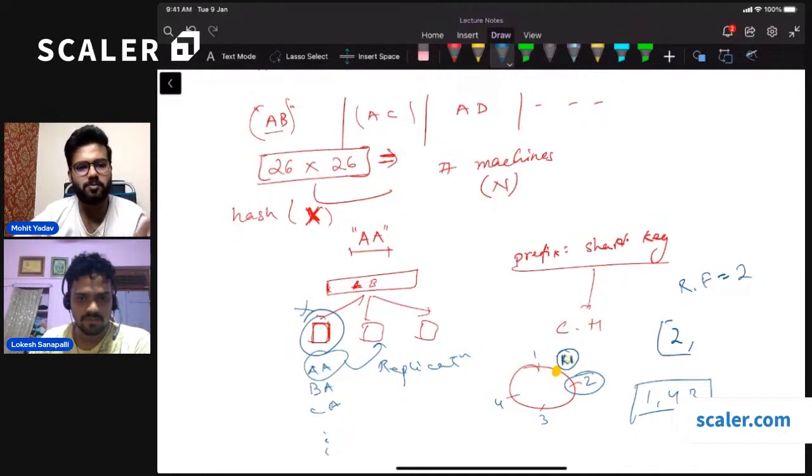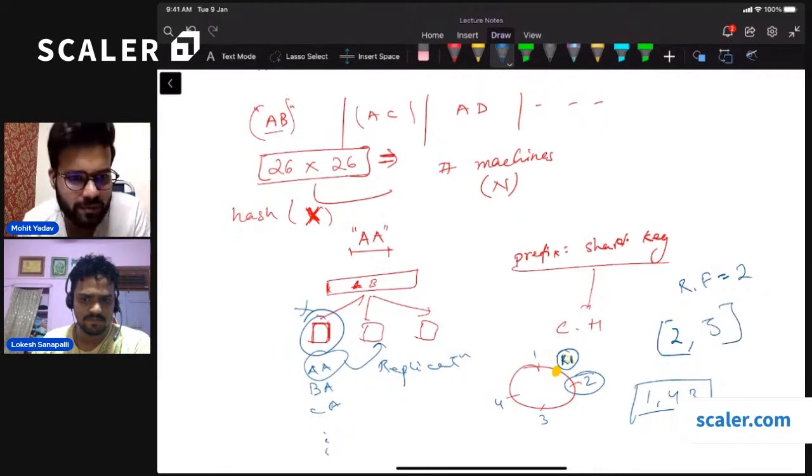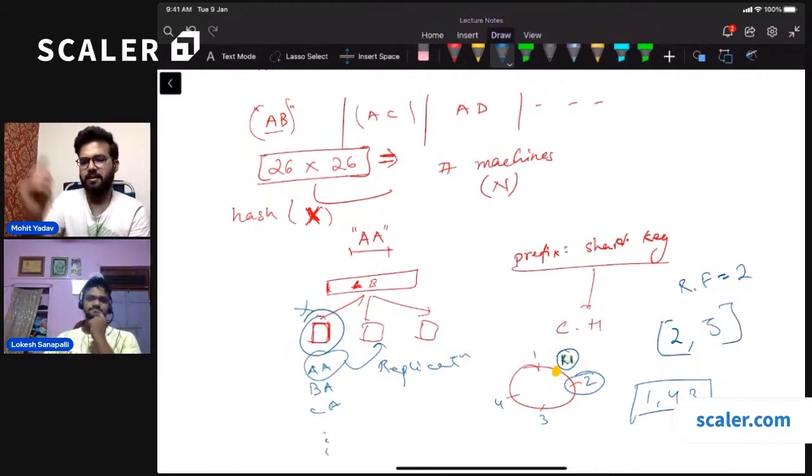then it's a different problem. We'll solve one problem at a time. Now, if 2 goes down, we don't need to transfer the data from 2 to some other node. Newer queries will be routed to 3, and 3 already has the data. So my natural choice becomes 3 in this case. Exactly.